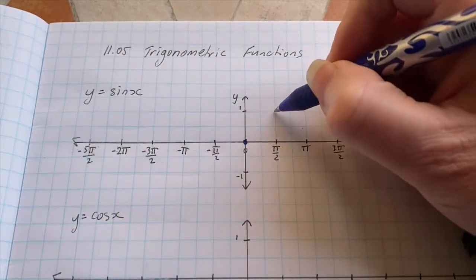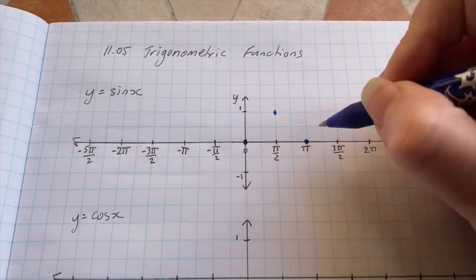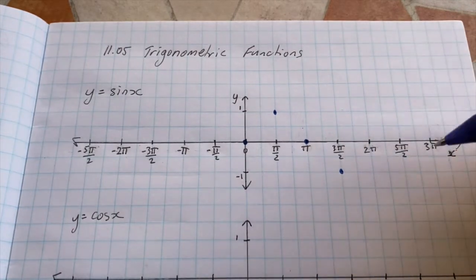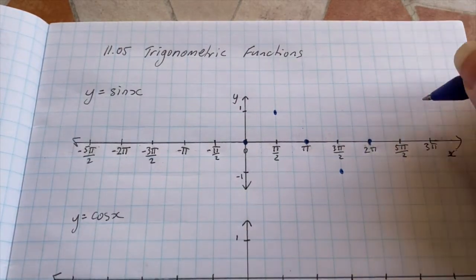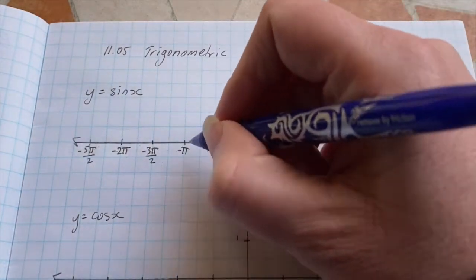Sine of pi on 2 is 1. I normally just start by plotting these points. Sine of pi is 0, sine of 3 pi on 2. So remember here we're talking about the height in terms of the Ferris wheel. And I just start by plotting those points. And then it goes backwards as well.